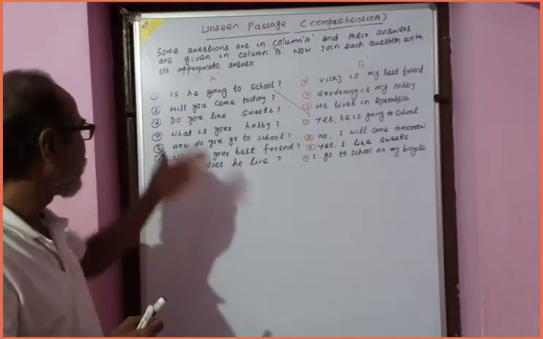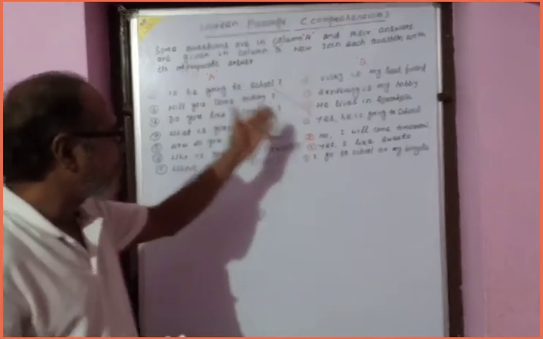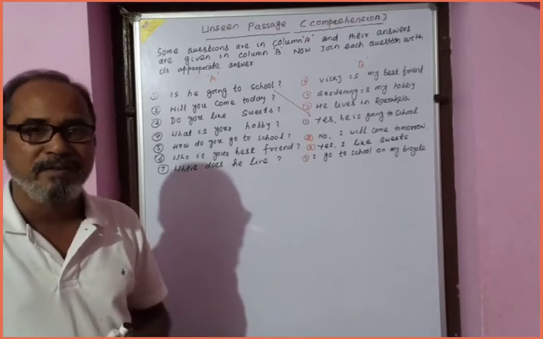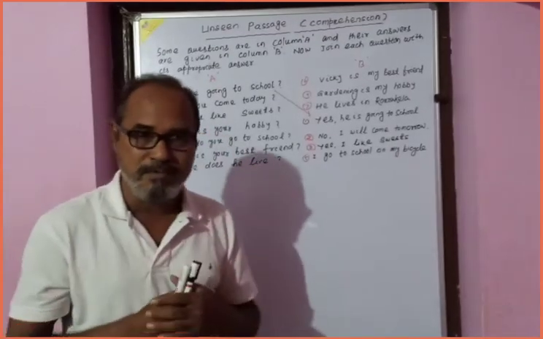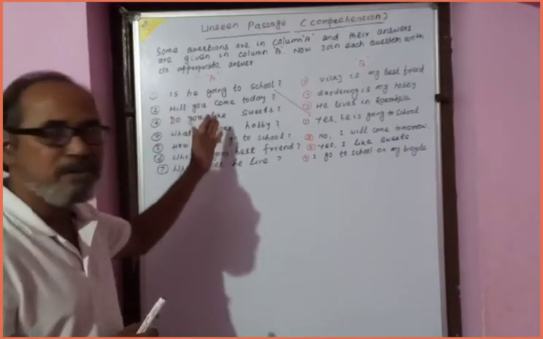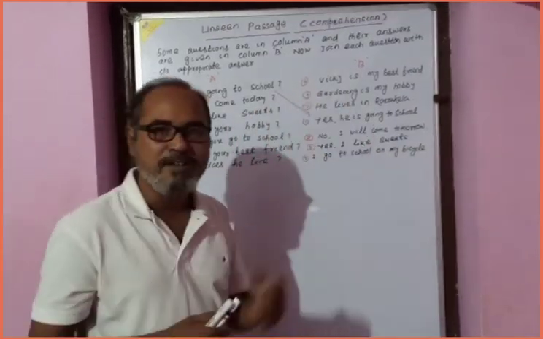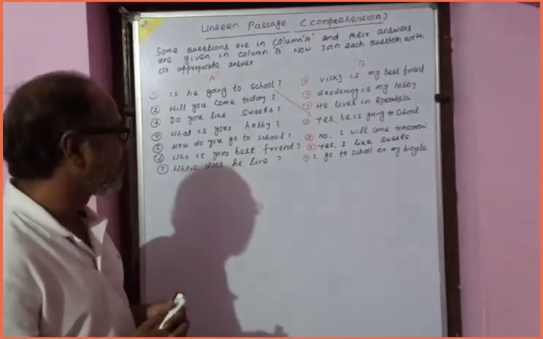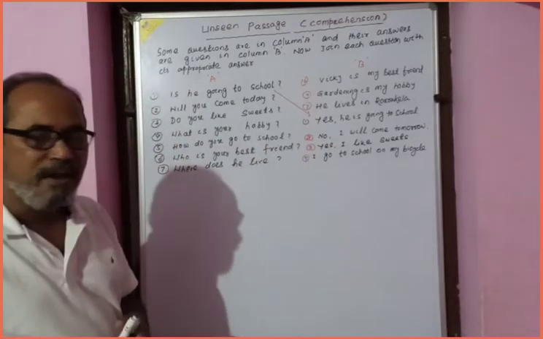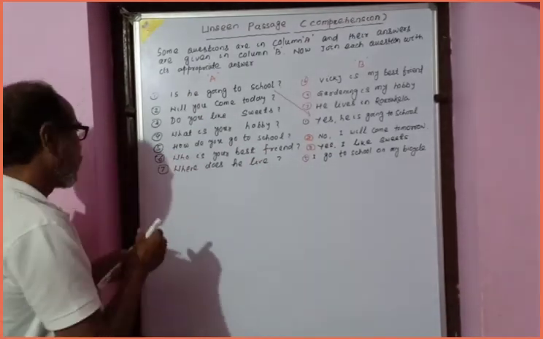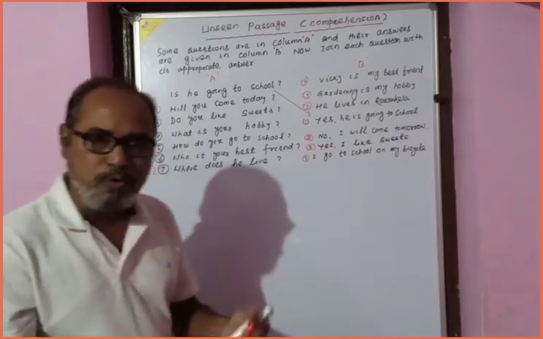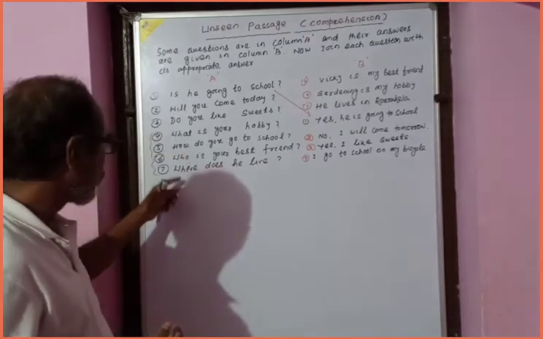Okay. These are the questions. Their appropriate answers are given in column B. What do you understand from these examples? My dear students, these are the questions. Different types of questions are asked to get the answer. There are two types of questions. One is the yes/no type question and the other is the WH type question. Here, these four are put with a WH question.